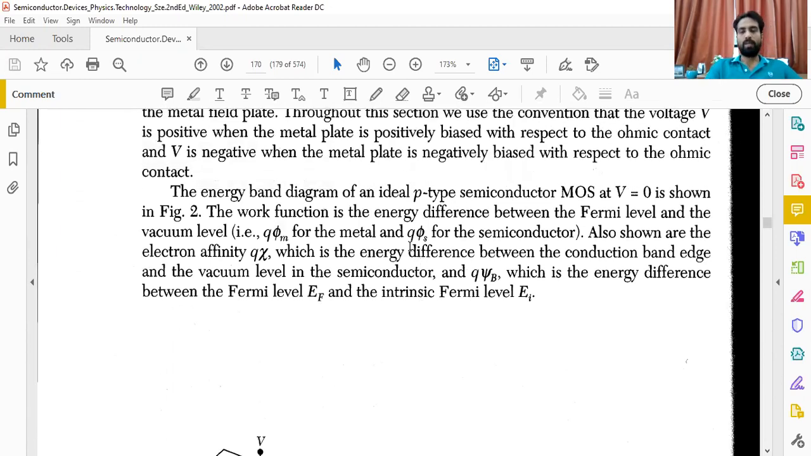The energy band gap diagram. As we are always working with the physics of any device, here again we have a target to understand the energy band gap diagram. If we talk about the energy band gap diagram of an ideal P semiconductor at V equals 0, first of all, it is a no bias situation, where it is not connected with anything. So it is called a no bias situation. Under this no bias situation, we see here the work function energy.